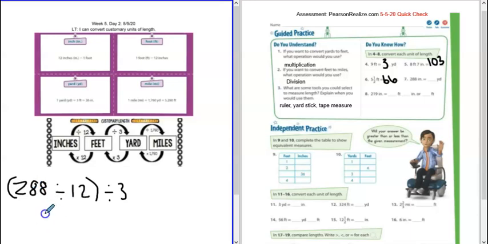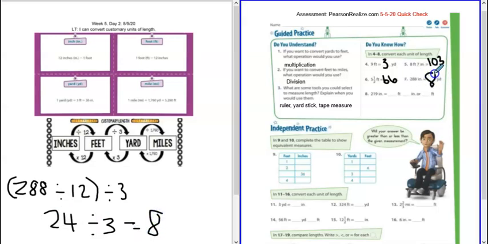288 divided by 12 gives me 24. And then we're going to take that 24 and we're going to divide it by 3. And we know that 24 divided by 3 gives us 8. So our answer here is 8 yards. So 288 inches divided by 12 gives me 24. 24 divided by 3 gives me 8. So 288 inches is the same as 8 yards.